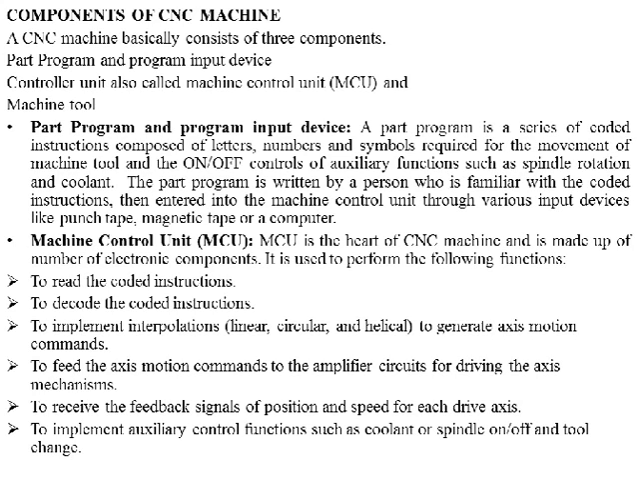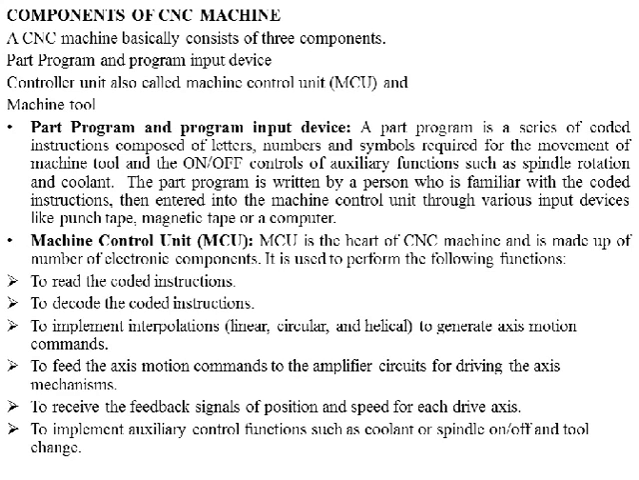Today we shall concentrate on components of CNC machine. So what are the different components of a CNC machine? A CNC machine basically consists of three components. The first one is called a part program and program input device. The second one is a controller unit, which is also called the machine control unit, abbreviated as MCU, and the third one is a machine tool. Let us discuss these things in detail.